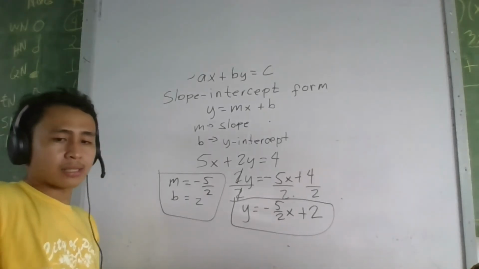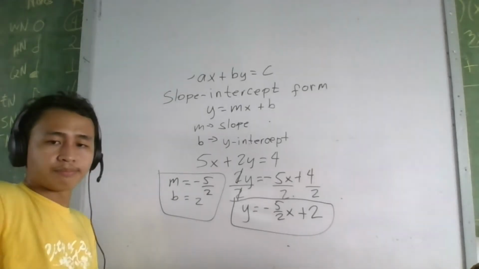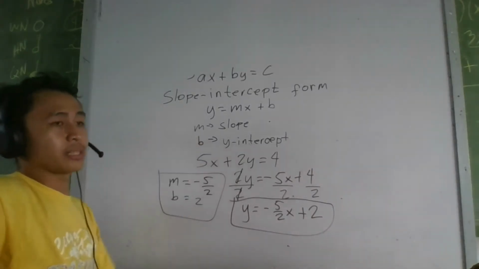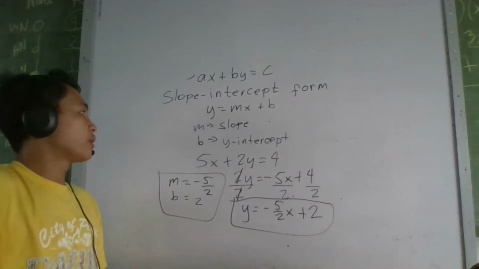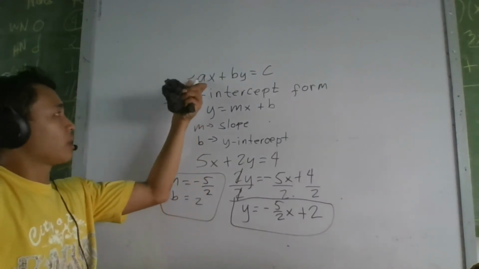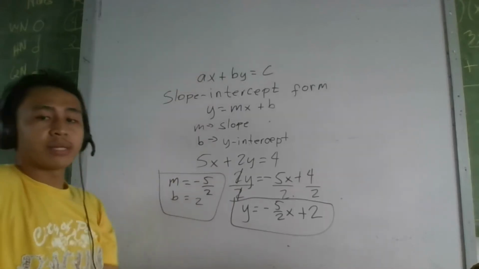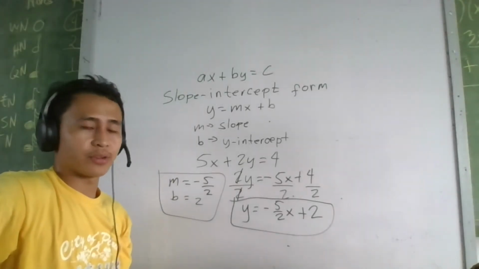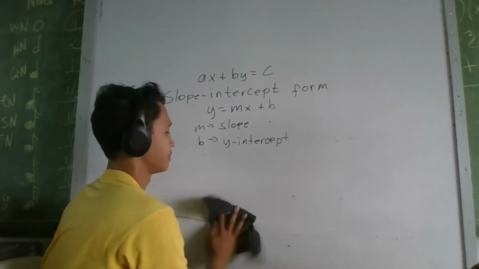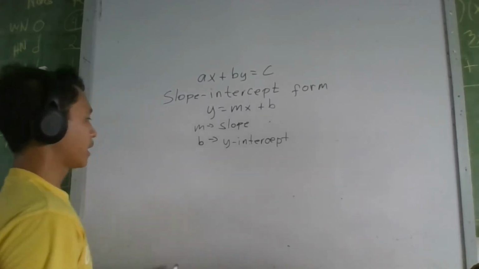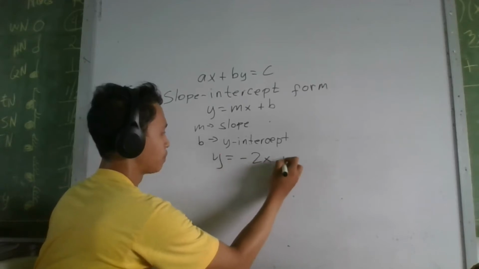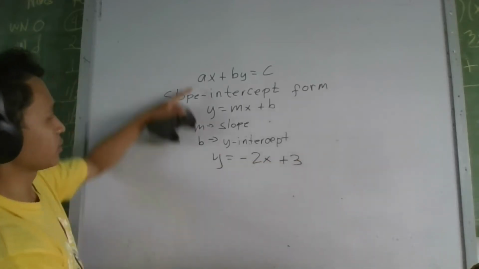Okay? Next, let's proceed. How about i-reverse natin yung process. Given naman is y or slope-intercept form, convert it into our standard form. What if yan naman yung question? So let's have an example for this one. Let's say for example, we have y equals negative 2x plus 3. Convert this into standard form.